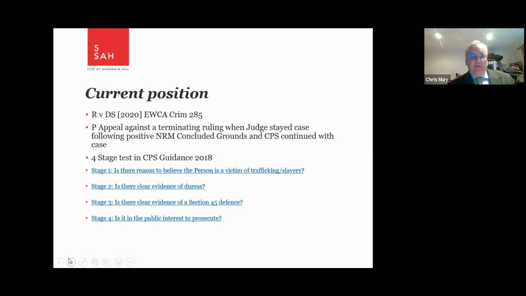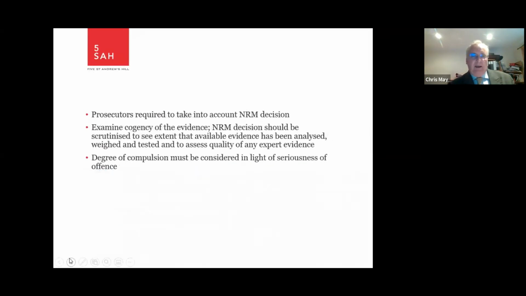And if we could move on, please. What the court said was that prosecutors are required to take into account the NRM decision, but must examine the cogency of the evidence, and that the NRM decision should be scrutinized to see the extent that available evidence has been analyzed, weighed and tested, and to assess the quality of any expert evidence. The degree of compulsion must be considered in the light of the seriousness of the offence.